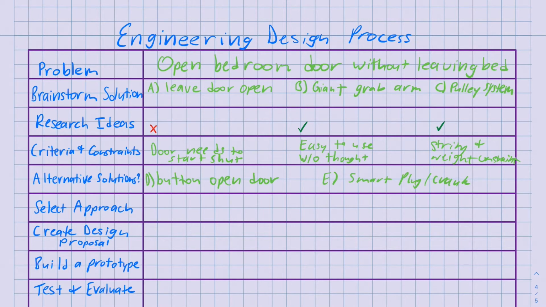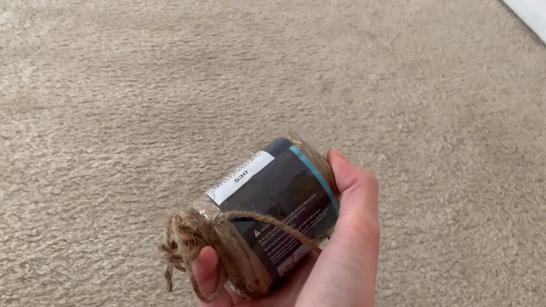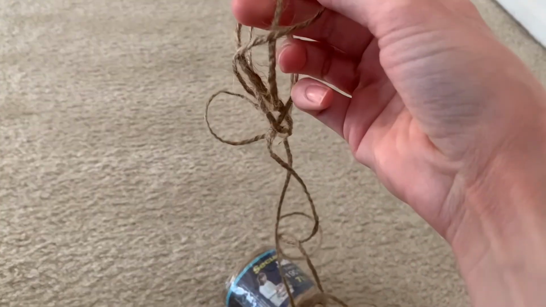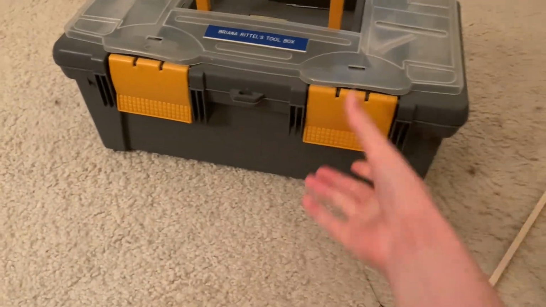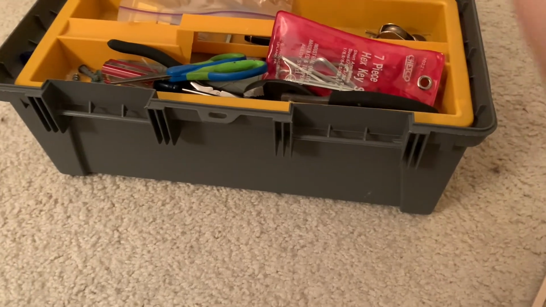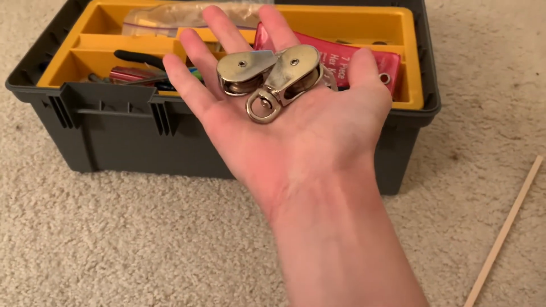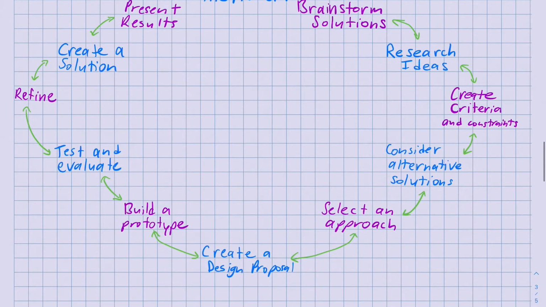So before we select our approach, which is our next step, it is time to look at what we have available for us. First thing I found was some blue painter's tape, the nice wider variety. I also found some string or some rope. What else do we have? Well, we have this wooden stick with edges. Let's check out the toolbox. Let's see, some scissors. Oh, pulleys. So we got some pulleys.